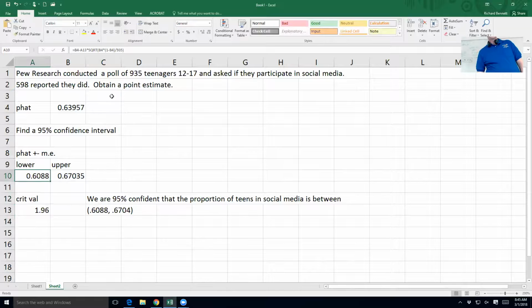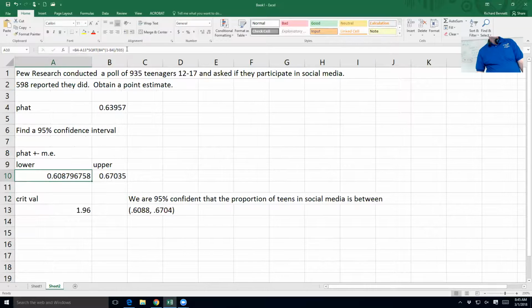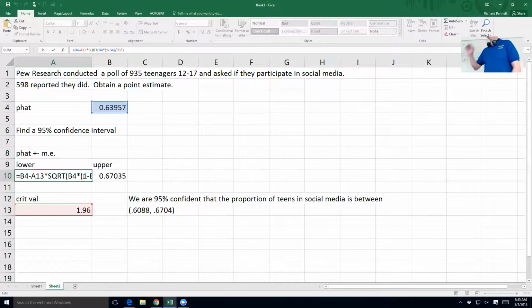Which one? This one? Okay. Let's see if I can make this a little bigger. So your formula is going to be your p hat, which I found up here. And then you're going to need to do plus or minus. I did the minus first because I'm on the lower side. Times your critical value, which I looked up on the chart. Times the square root of p. I don't know p, so I'm going to substitute p hat in this case, which is this number here, times 1 minus that number divided by 935. Okay? Does that make sense? You're going to use this formula over and over.